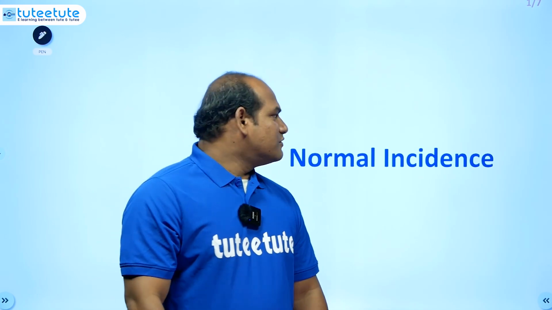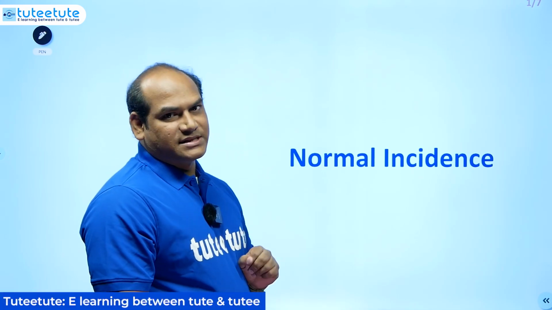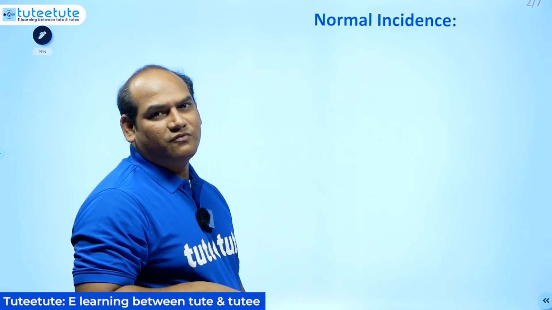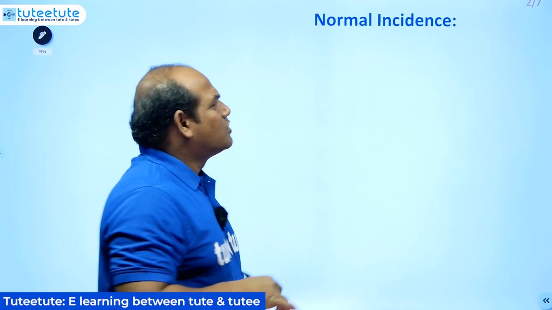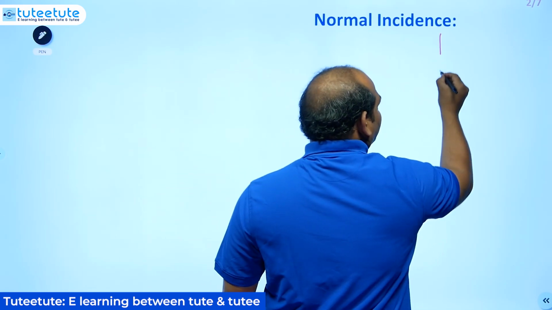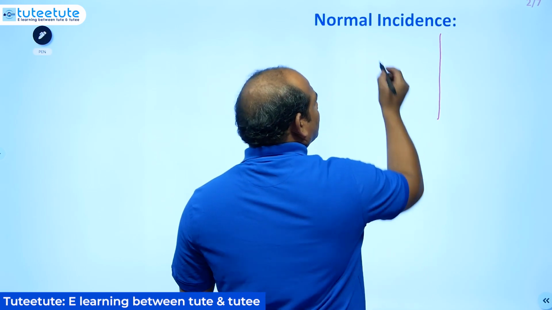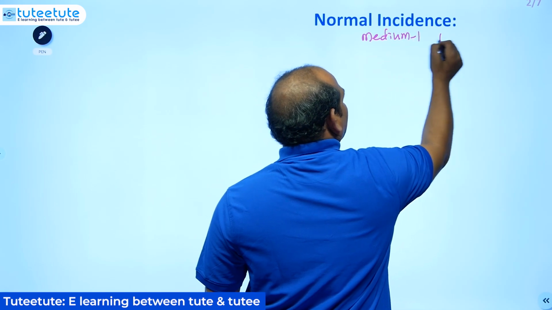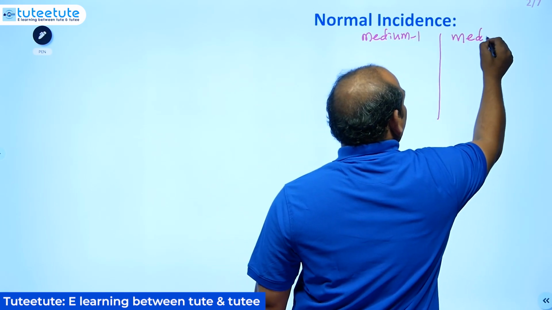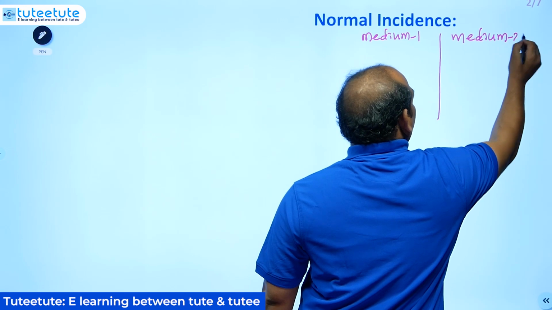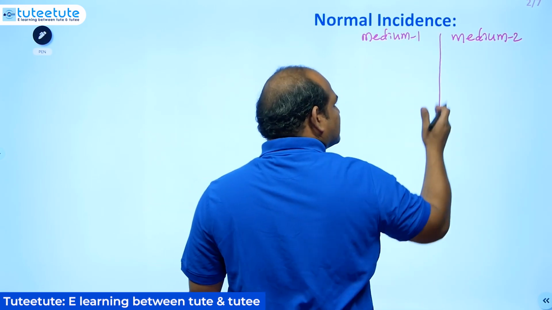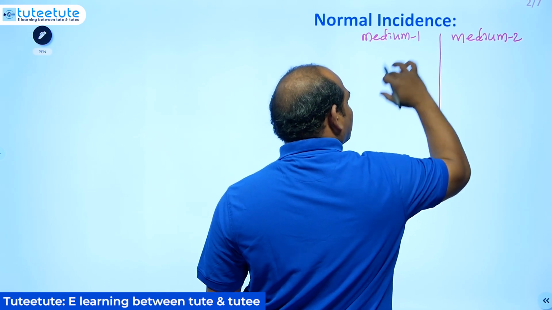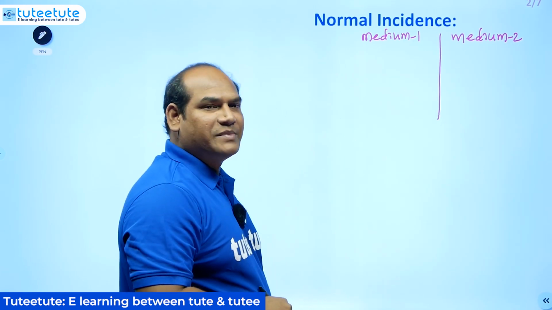In this particular video, we will see about normal incidence. So, it is about the propagation of the electromagnetic wave from one medium to another medium. We will take this boundary which is separating two media. Medium 1 we are taking here and this is medium 2. This is not a line, this is actually a plane. This is a surface or plane which is separating two media, that is medium 1 and medium 2.